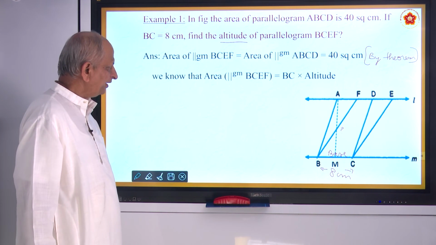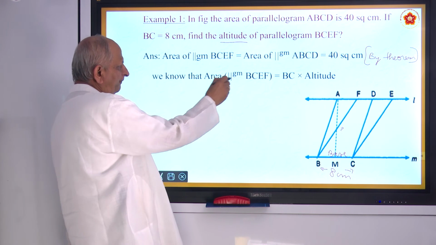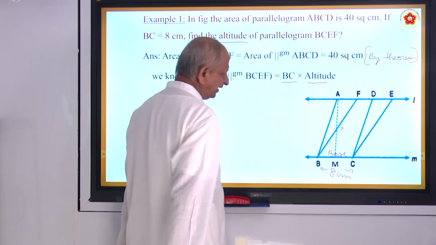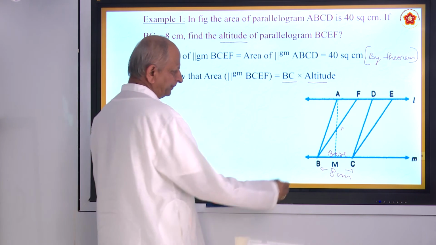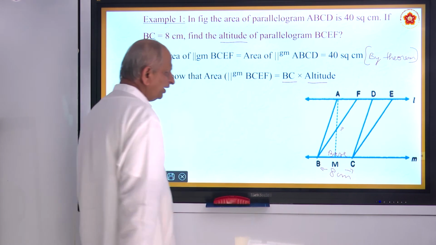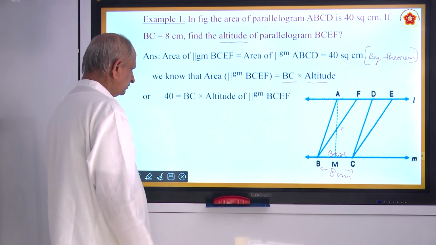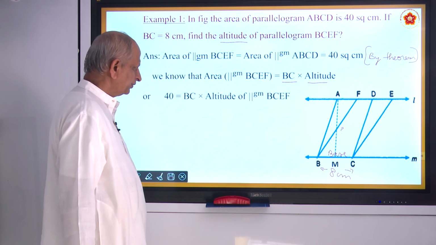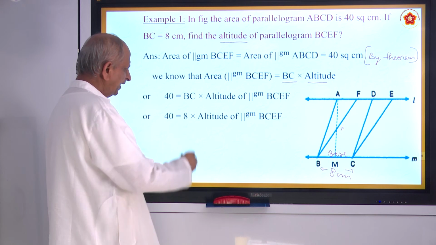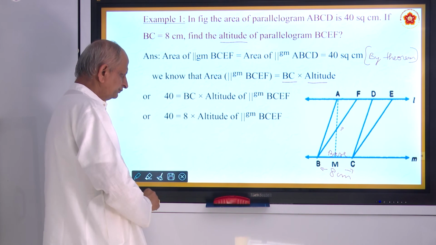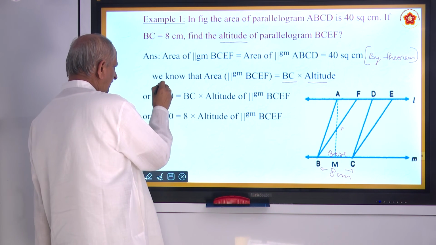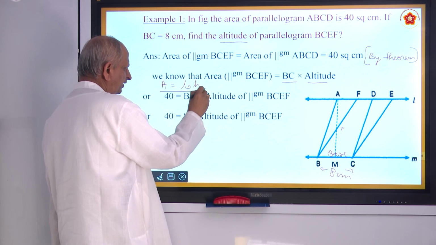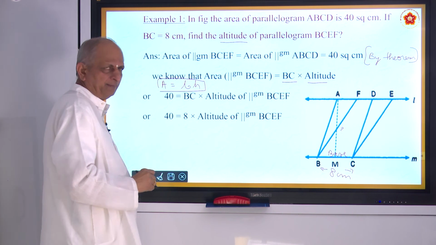For altitude, what is the formula? Area of parallelogram is equal to base into altitude, B into H. So, base is given. Find out altitude. So, 40 is equal to BC into altitude. So, BC is given to be how much? 8 into height. So, you can simply write it as A is equal to B into H. That is the formula for the area of the parallelogram.